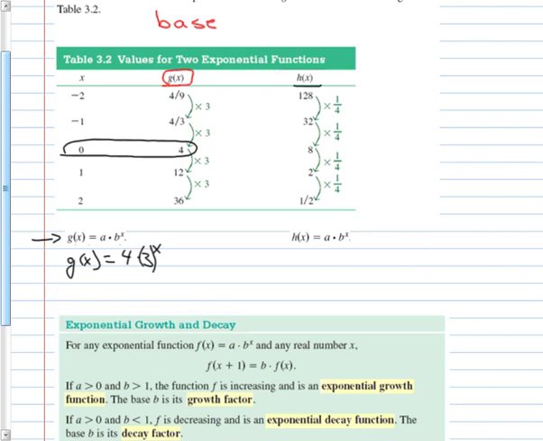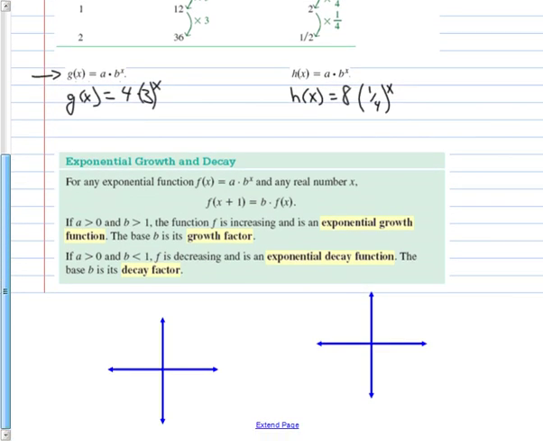H of x over here, we are multiplying by 1/4. Now I know that's dividing by 4 each time, but we're curious as to what we're multiplying by. So if I'm multiplying by 1/4, I know my base is 1/4. What's my initial value on the h function? 8. When x is 0, I got 8. So it's 8 times 1/4 to the x. So that's just the understanding of what an exponential is. The base is what I keep multiplying by.